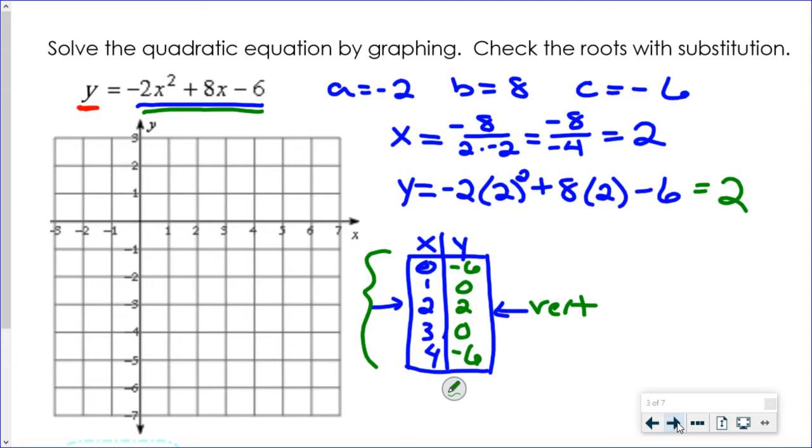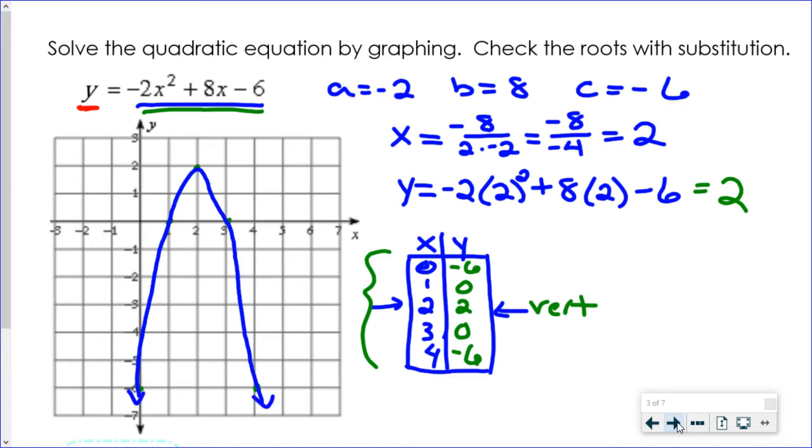Okay, so now I'm going to graph it: 0, -6, 1, 0, 2, 2, whoops, that was the wrong one, 2, 2, 3, 0, and 4, -6. So it's way down there. So my graph goes, and remember, it's not a V, to the best of your ability, curve it. I know I'm struggling too, but that's okay.